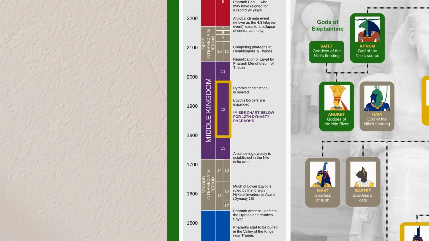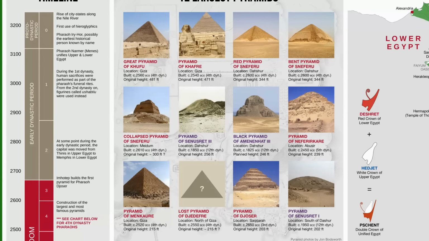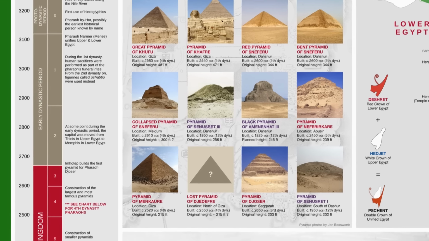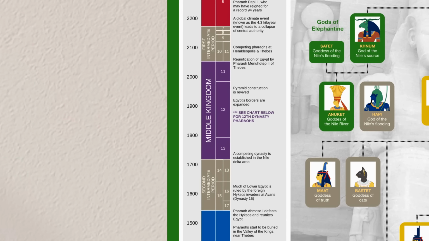However, the Middle Kingdom pyramids weren't able to rival those of the Old Kingdom, and in fact, most of them are in pretty bad shape today. The largest are the pyramids of Senusret III and Amenemhat III, which come in at numbers 6 and 7. The Middle Kingdom came to an end around 1700 BCE, when the two Egypts split up once again.